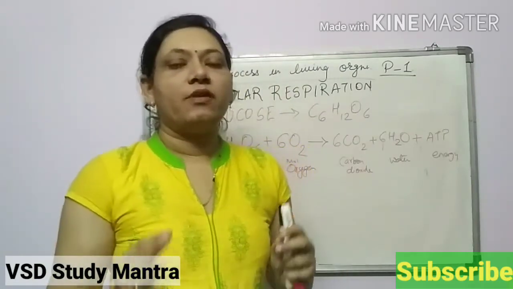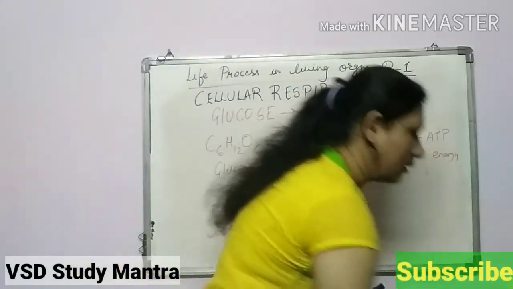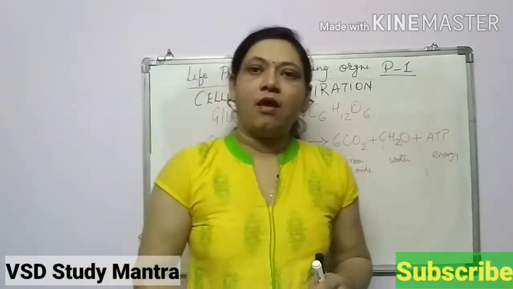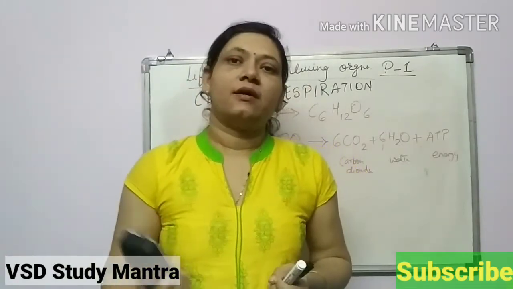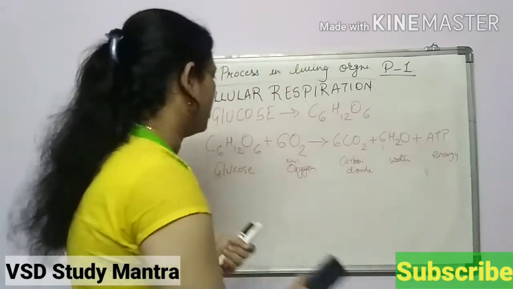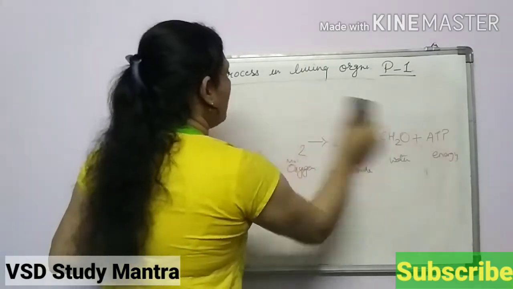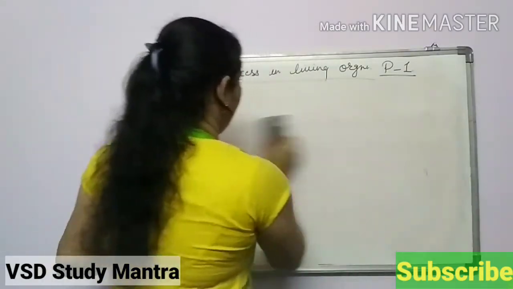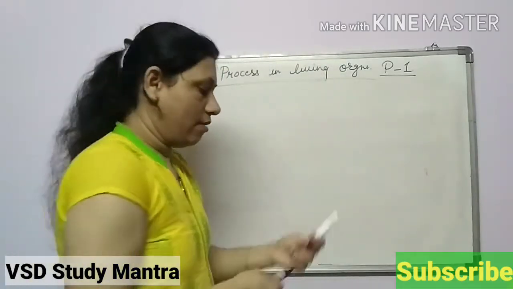So we will first see aerobic respiration, where it has 3 steps. First is glycolysis, second is the tricarboxylic acid cycle, and third is the electron transfer chain reaction. So first, today, we will only see glycolysis. The glycolysis process we will see.